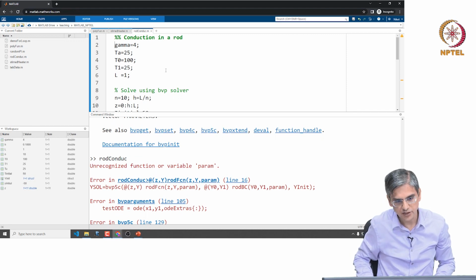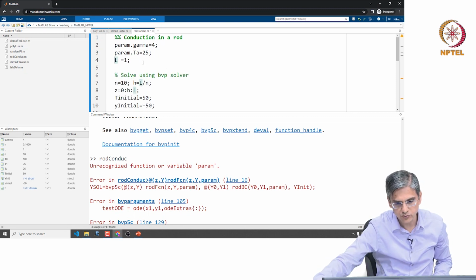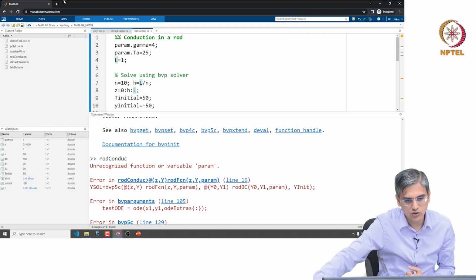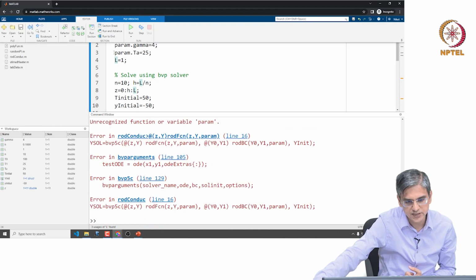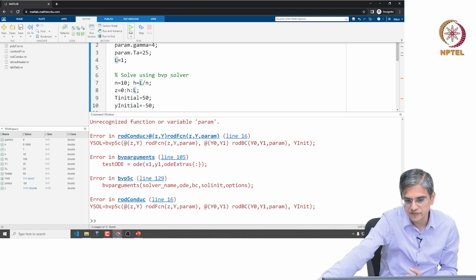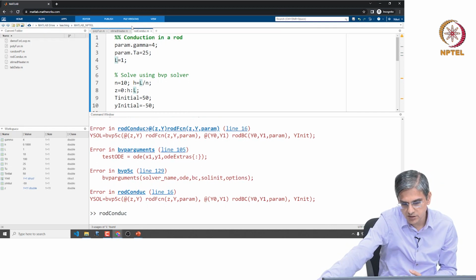Actually, this is how it should have been. Param dot gamma, param dot TA. T0, T1 we do not need, so we can actually delete that. We do not need to give those values twice. Even if you leave it, it is not going to cause any error, but the right thing to do is delete it, because we do not want the same value defined at two different locations.